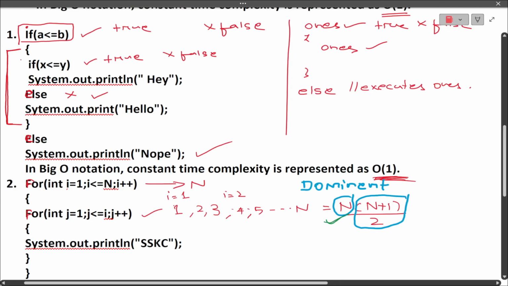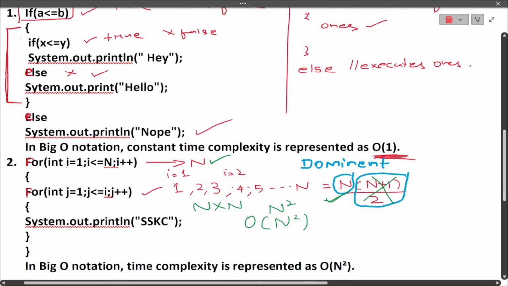So here, only n will be considered, while the other parts will be ignored. And from this particular outer loop, my n will be considered. So n into n, so n square. We could say that the time complexity for this particular nested loop is n square. So big O notation, then n square. Okay, this is the time complexity.